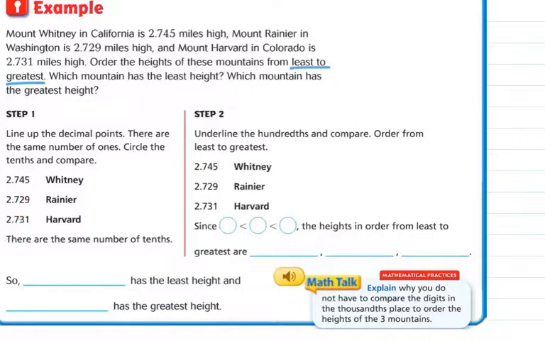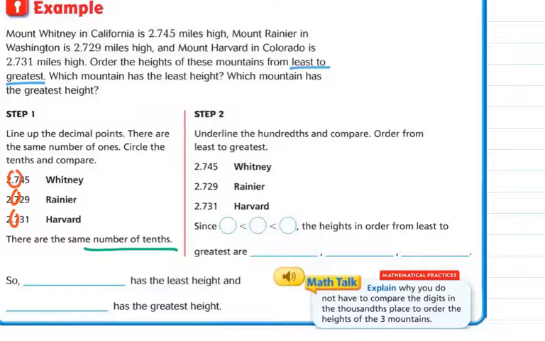So what we're going to do is we're going to circle the tenths first to compare them. So 7, 7, 7. 7 tenths. We know, boys and girls, that 7 tenths is equal to 7 tenths. So because there are the same number of tenths, we're going to have to move further to the right. So now what we're going to do, boys and girls, is we're going to underline the hundredths, and then we're going to compare the hundredths, just the hundredths place. And that's going to help us order from least to greatest.